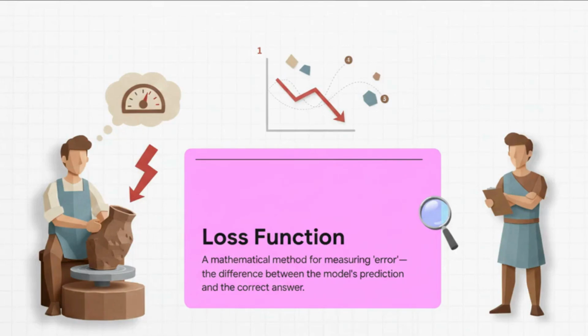Okay, but to get better, you gotta know how you're messing up, right? In the world of AI, we do this with something called a loss function. Now, that sounds super technical, but it's just a fancy term for a tool that measures how wrong you are. For our potter, the loss function is like the master craftsperson looking at their first wobbly bowl and saying, the walls are too thick, the shape is all wrong, your error score is high.